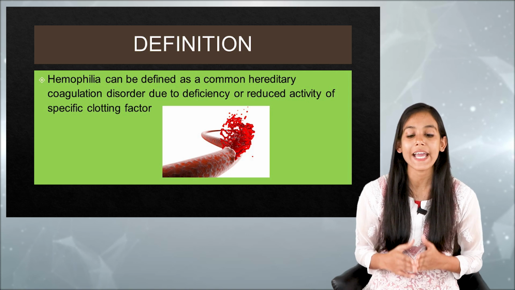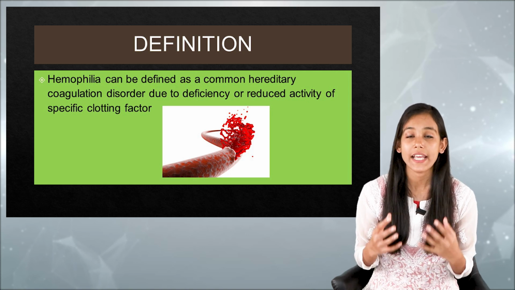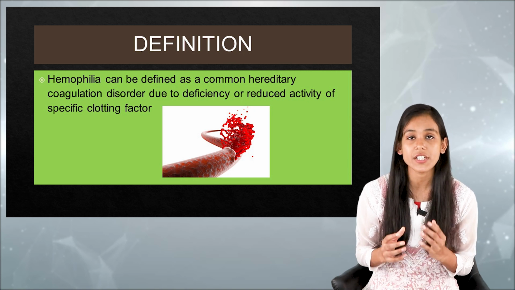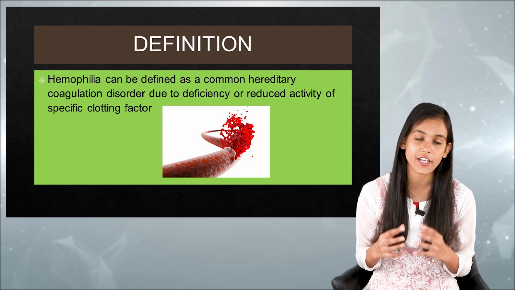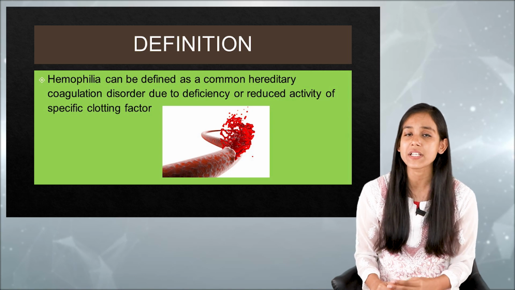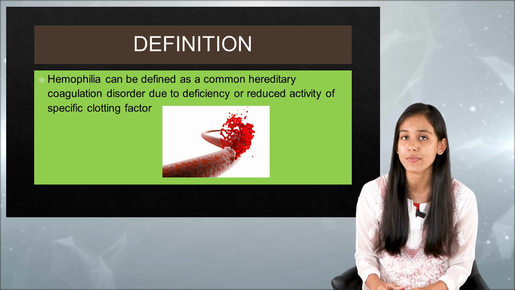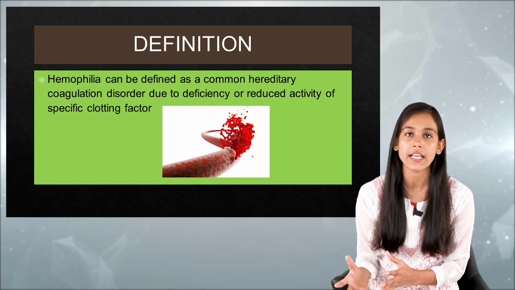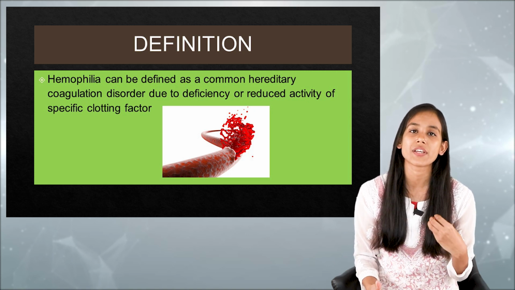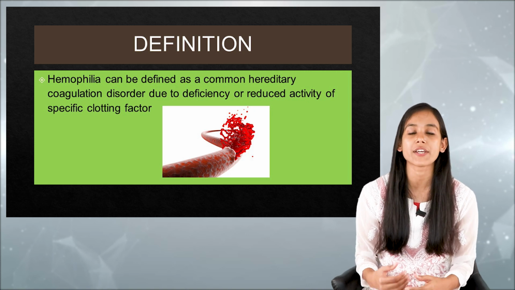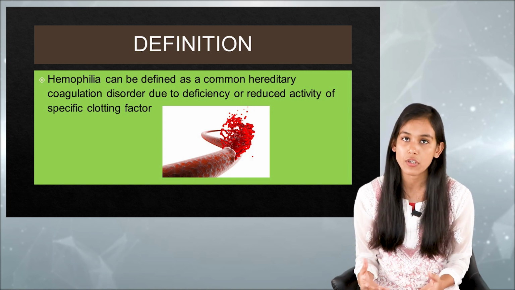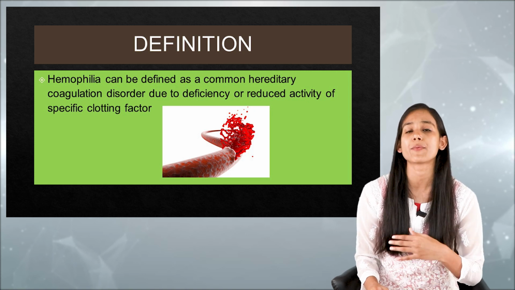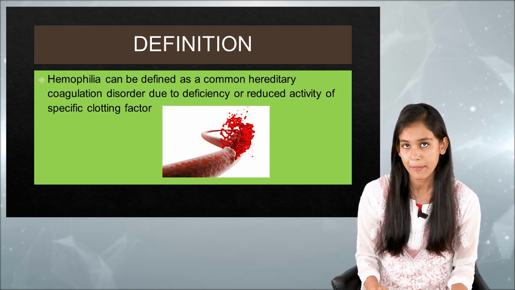Hemophilia can be defined as a common hereditary coagulation disorder due to deficiency or reduced activity of specific clotting factors. So that means it is a hereditary disorder in which the clotting factors which are responsible for the blood clotting mechanism will be in a reduced amount, or there would be deficiency of those clotting factors, and due to that there would be exaggerated bleeding, or poor blood clotting mechanism.